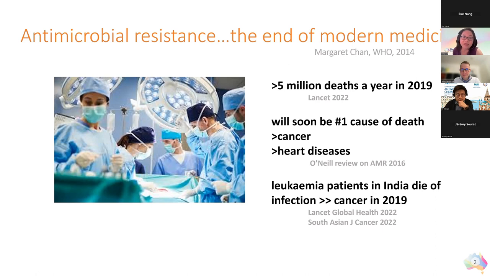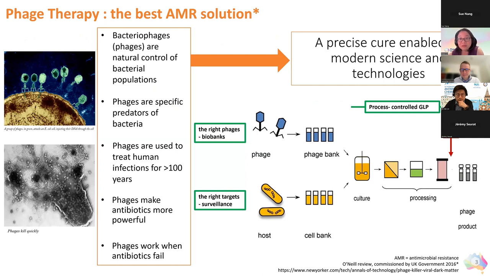In fact, in our near neighbor in India, antimicrobial-resistant infection is now the main cause of death in leukemia. So this is an audience that I don't need to explain what phage does. But when I give a phage talk, I always like to say, as you sit there listening to my talk, there are more than 5 billion phages on you and in you. And throughout this evening, I guess you will find out that it is very obvious phage can be a precise cure, and it's empowered by modern science and technologies to deal with this global AMR crisis.